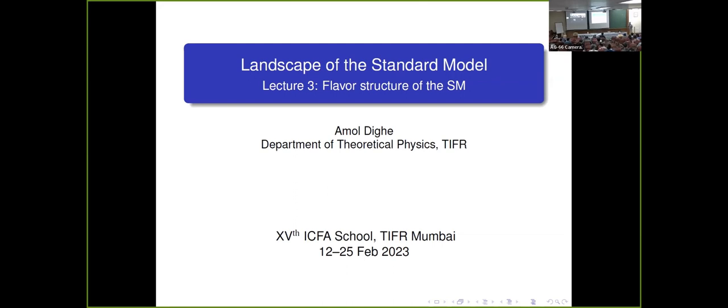Okay, so let's start this third day's sessions and start with Professor Dighe's third lecture. Landscape of the standard model.